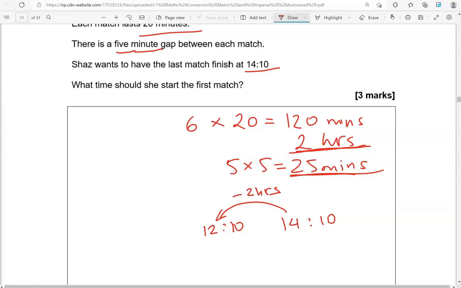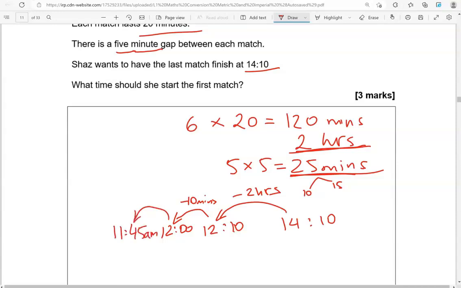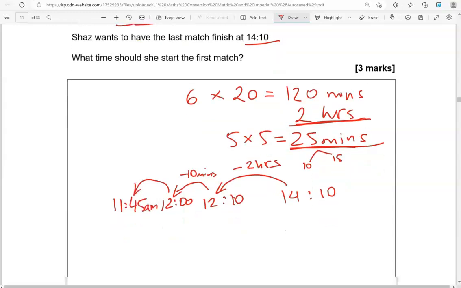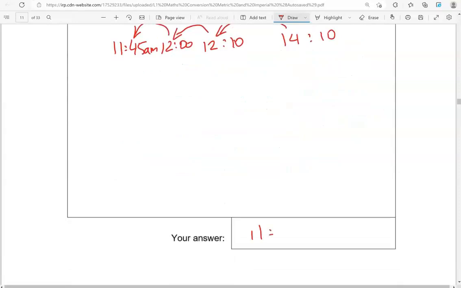And then we'll take away 25 minutes. I'm going to take away 10 minutes first to bring this to 12. And then I have 15 minutes. So I've broken this down into 10 and 15 minutes. So 15 minutes before 12, that's going to be 11:45 a.m., or just write 11:45, because that's the same in the 24-hour format.